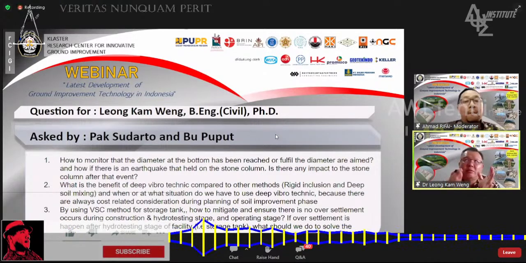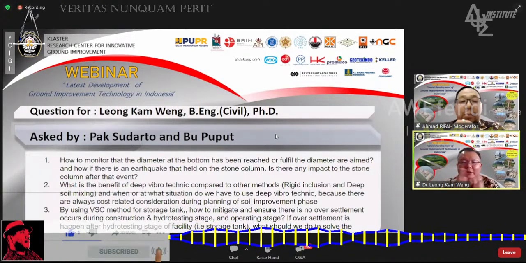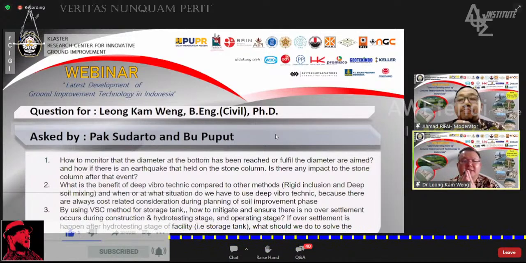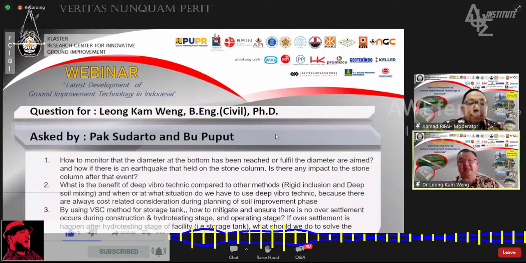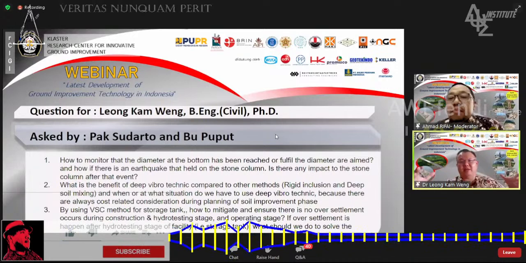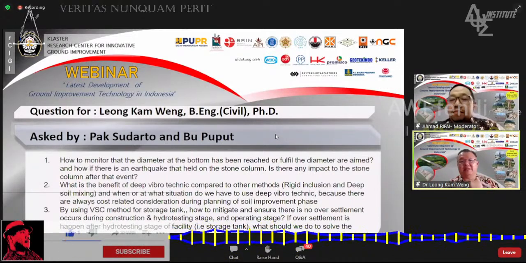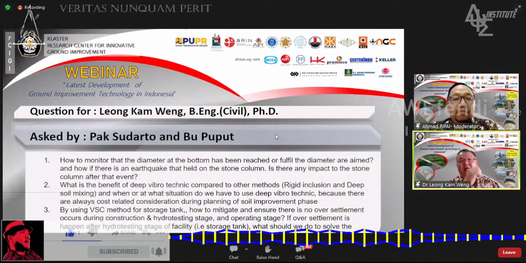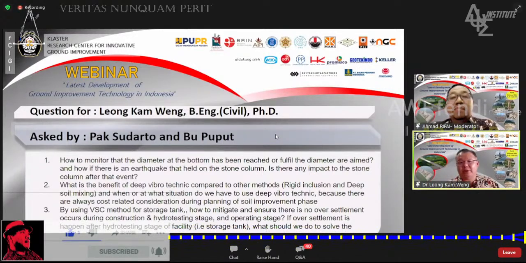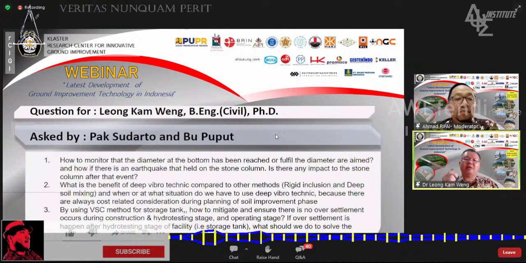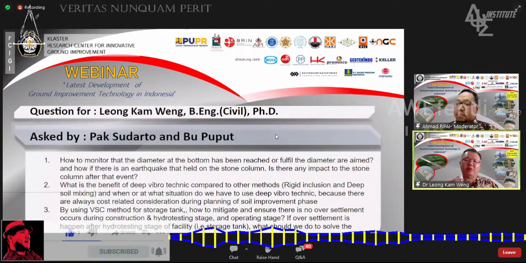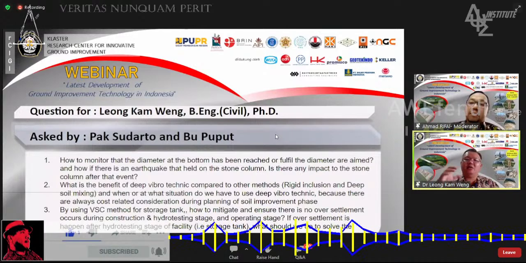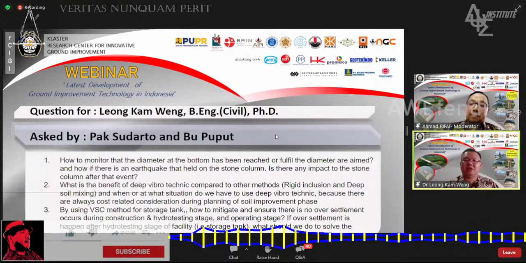So the very first question is: how do you monitor the diameter and whether the bottom is reached? What is normally done at the actual site is that we carry out CPT tests. We divide the treatment area into smaller panels, carry out the CPT test, and we will know for that particular panel what the targeted design depth is. Then the equipment that we use, the vibro-cat or dry bottom-feed method, has a push-down force, and this whole process is captured in real time in a computer.